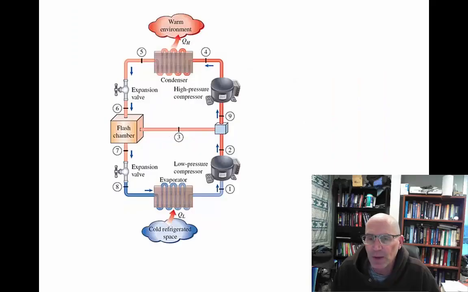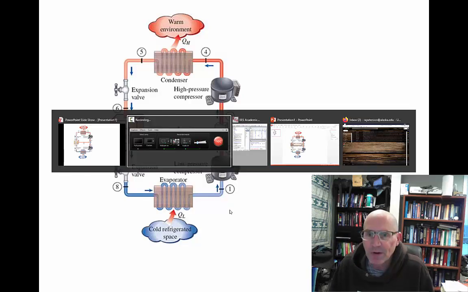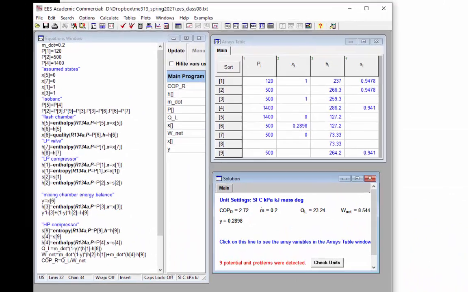What I'll do is use the example we did in class today. Just to remind you, here's the example. We had our high pressure at 1400, our middle pressure at 500, and the bottom pressure down at 120. Let me just cut to the chase.